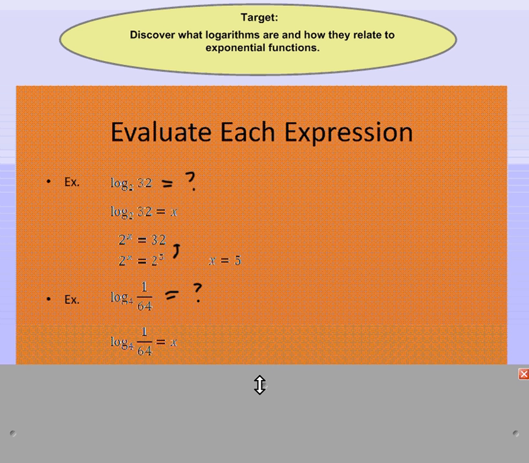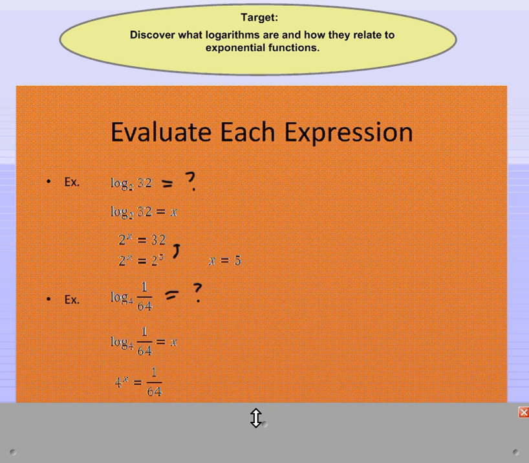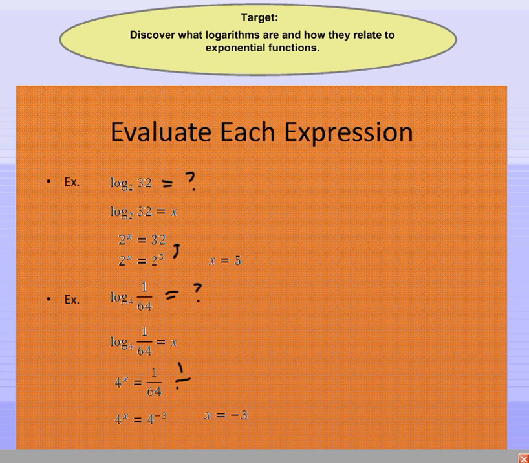So again, set it equal to x. Use your exponential notation: base 4 to the x power equals 1/64. Remember, 1 over 64 probably means an inverse. 1 over 64 is 1 over 4 to the third power, which is 4 to the negative third power. So that means x has to equal -3.